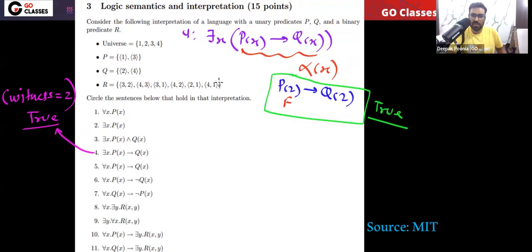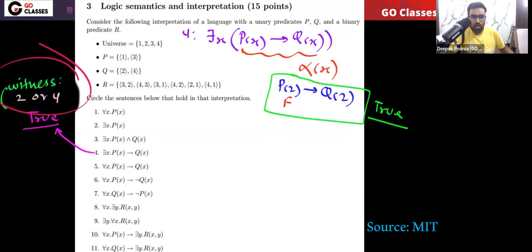So notice that for this element, this internal thing is true, and the existential quantifier will become true if for some element in the domain this internal thing becomes true. Notice that 2 comma 4 both are witnesses. If you take x equal to 2 or x equal to 4, this alpha x will become true, so the existential quantifier will become true. So this fourth statement is actually true.